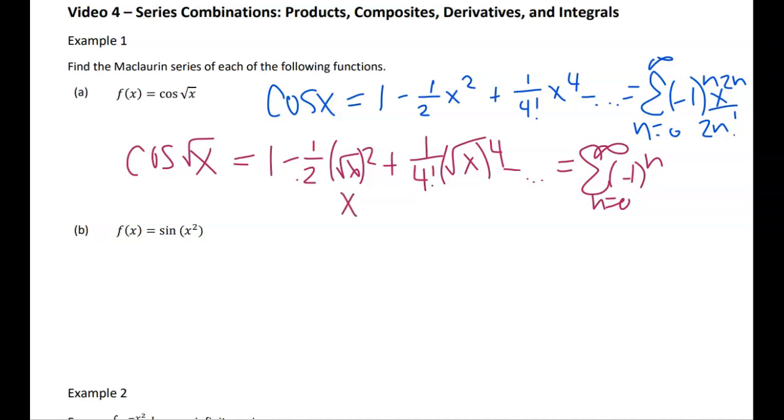But what happens when I take the square root and then square it? I get x, right? And then the square root to the 4th is x squared. And then the square root x to the 6th is x cubed. So I actually am just going to have x to the n, but then I keep 2n factorial on the bottom.